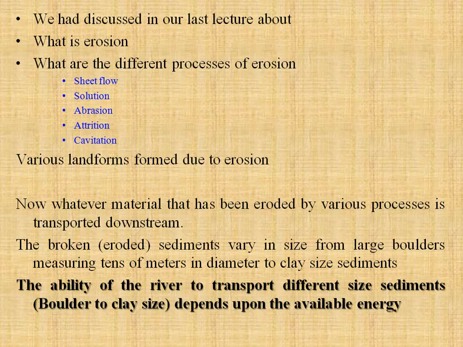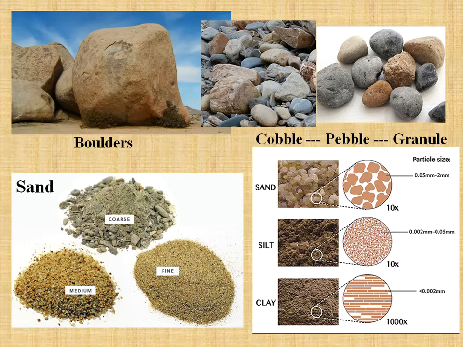Now, it is important to understand that the ability of the river to transport different size sediments depends upon the available energy of the river. Now, you can see here that these are the large size boulders measuring tens of meters in diameter. As a scale, you have a tree here, next to these boulders which are a few tens of centimeters in diameter. Now, the range from boulders, this also comes in the category of boulder, cobble, pebble, granule. We'll discuss what are the different sizes.